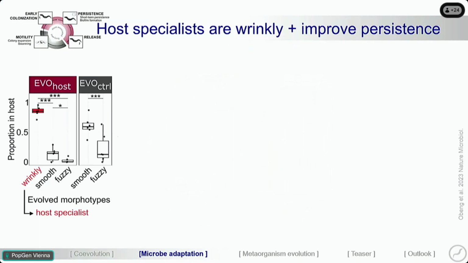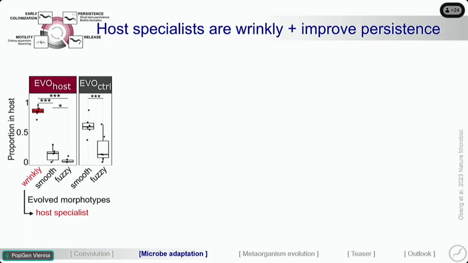The important observation we made is that under evolution to a biphasic life cycle, we identified a very specific colony morphology among the evolved bacteria. And this colony morphology is a wrinkly type. This is a type that we only observed when the bacteria did evolve to host association, and it's a colony morphology type that we never found in any of the bacteria coming from the control conditions.